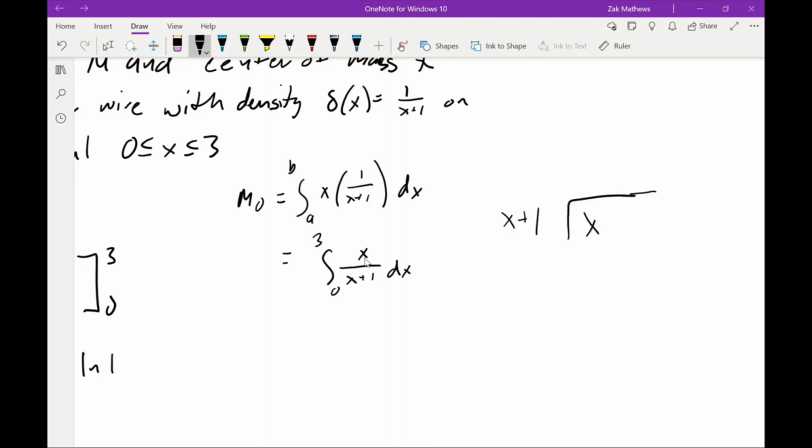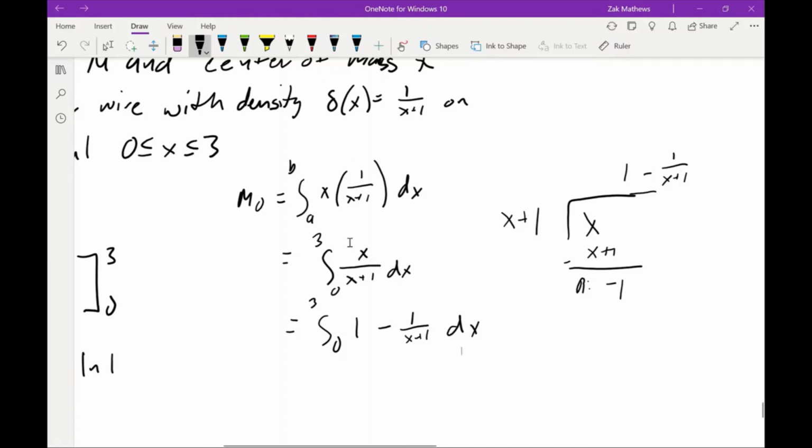x plus 1 goes into x one time, and so when we multiply that, we'd have x plus 1, subtract, and we get a negative 1. And so that is our remainder, and so we can write that as a negative 1 over x plus 1. So what we can do is write this as the integral from 0 to 3 of 1 minus 1 over x plus 1 dx. So anytime that numerator variable has the same power as the denominator, we can divide those, and we're just going to use our long division to divide those out.